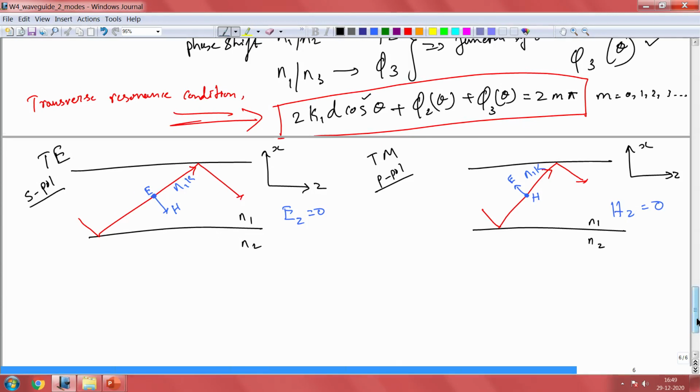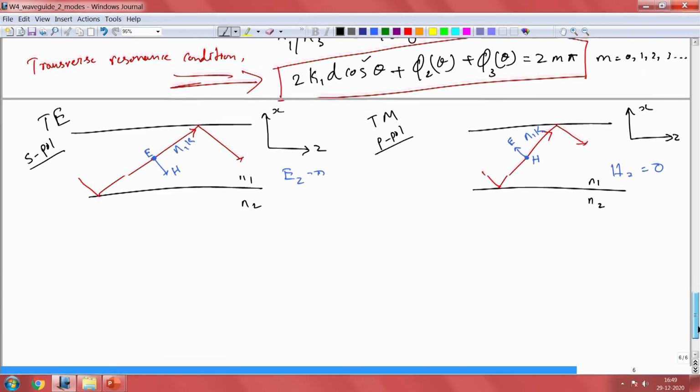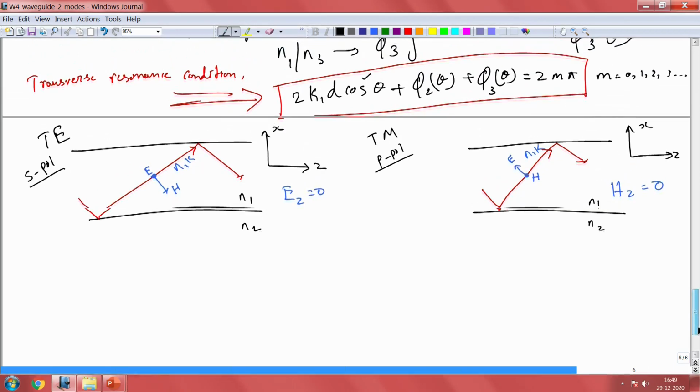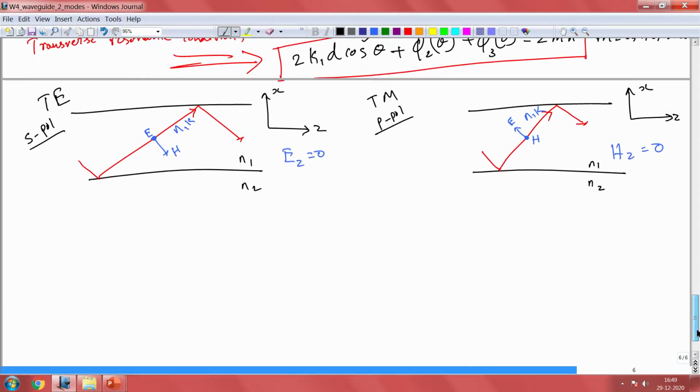From here you can easily note that your phase shift is not going to be the same for both TE and TM, and because of this reason the solutions for TE and TM waves are going to be different as well. That is something we should keep in mind: the solution for any slab or any waveguide structure will be different for TE and TM, in addition to the transverse resonant condition, which is again a discrete solution. That is something I want to point out here.